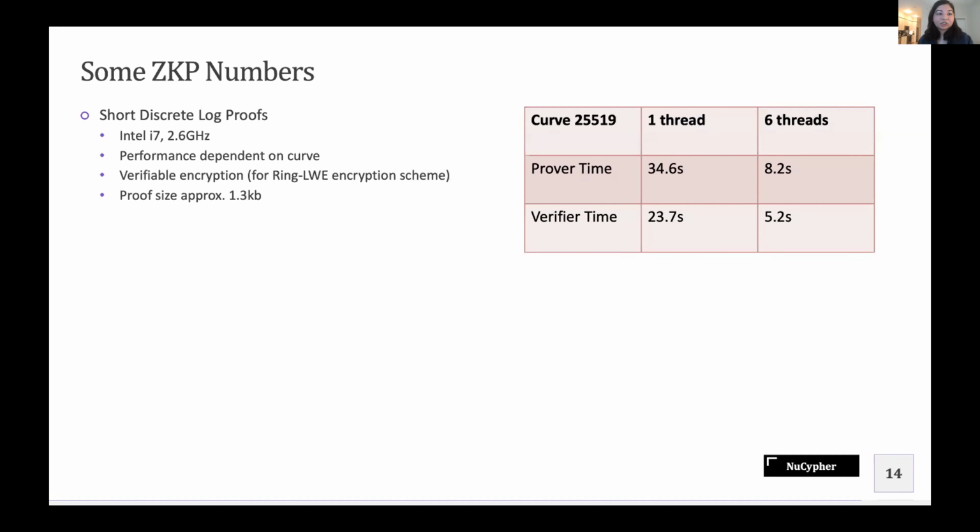These are some numbers to give you an idea of the short discrete logs proof construction. The performance is dependent on the elliptic curve you choose. We did Curve25519. The proof size is pretty small, less than 1.5 kilobytes, and using multiple threads, it's decently fast.